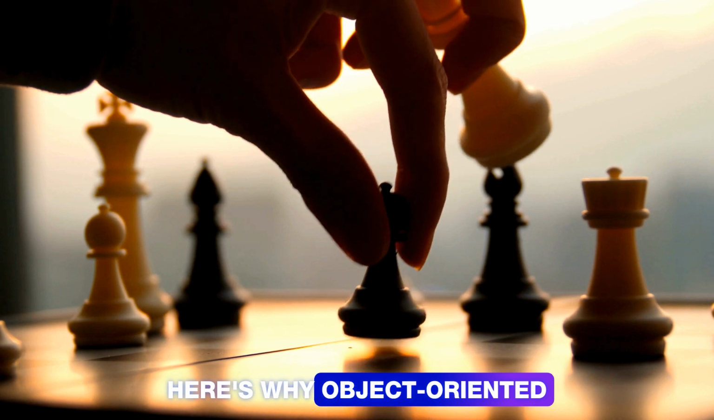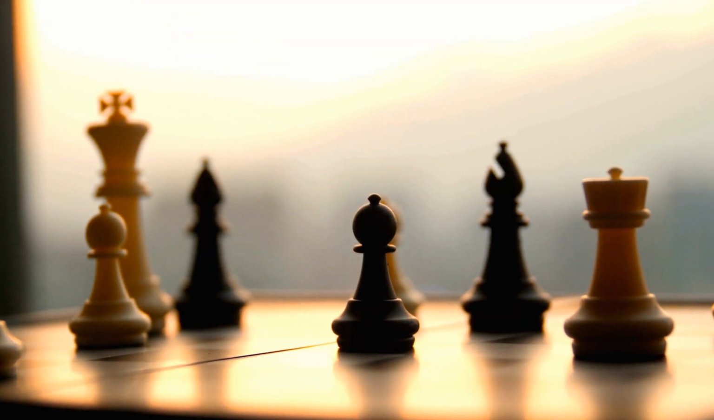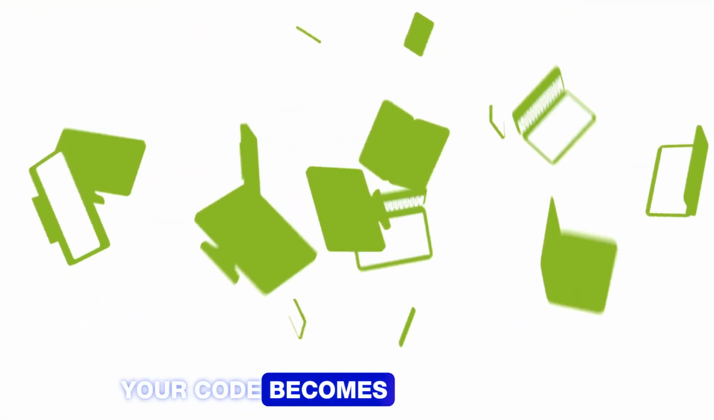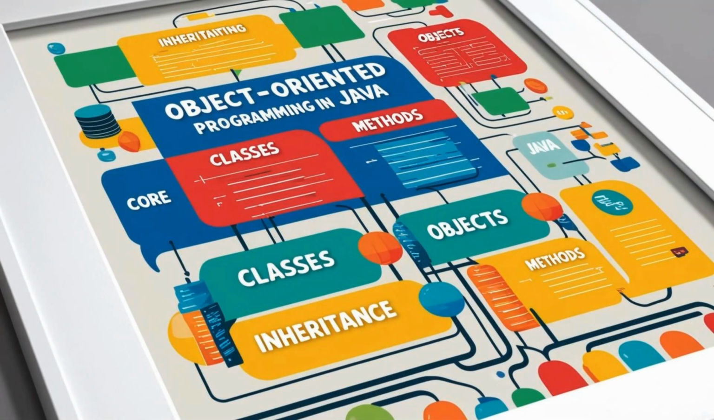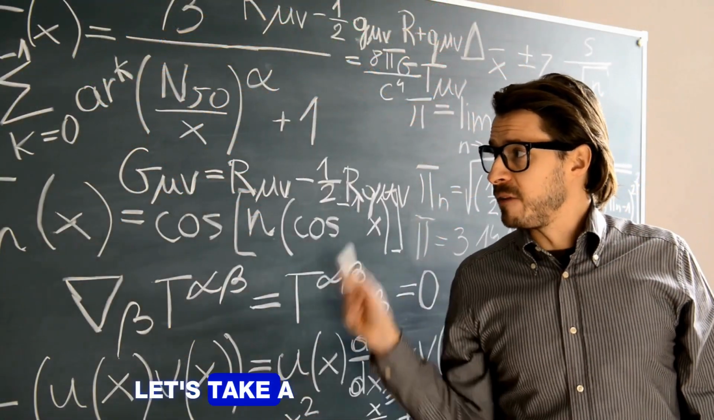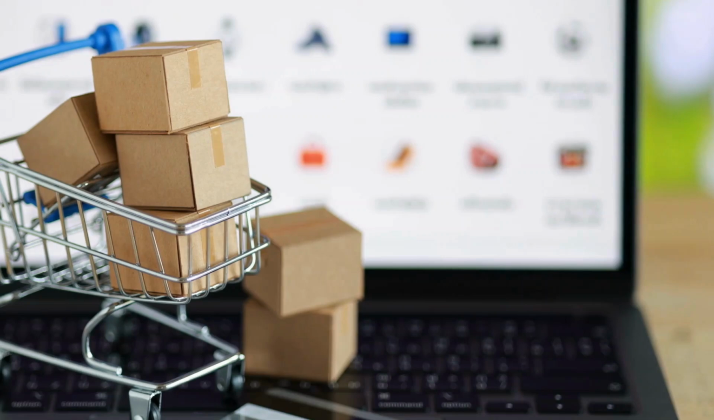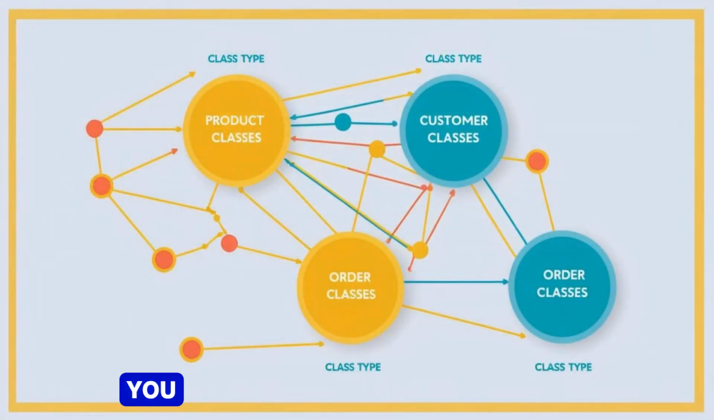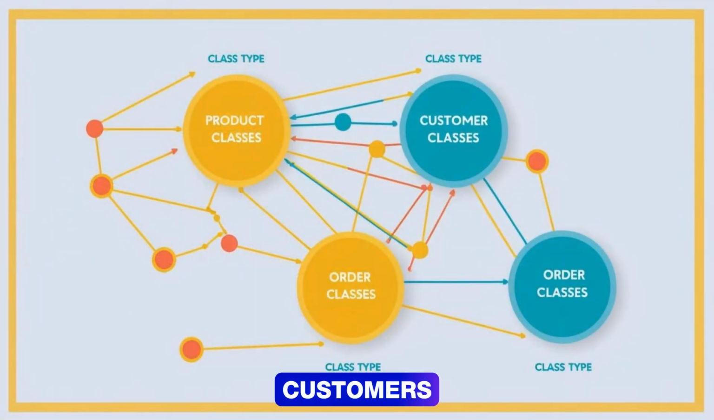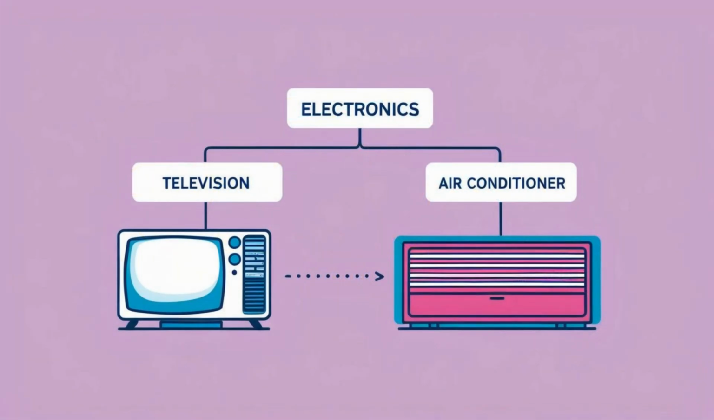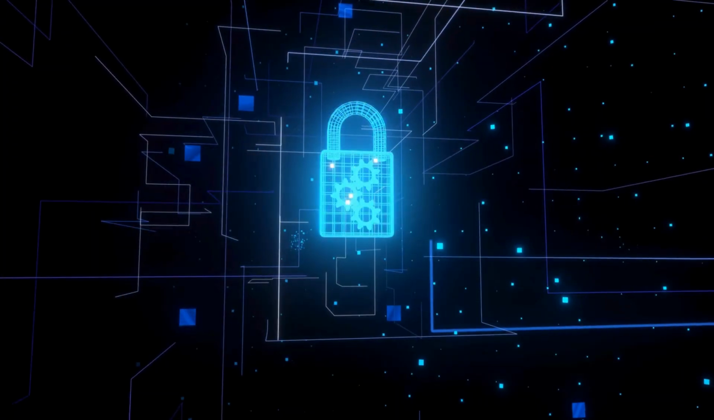Here's why object-oriented programming is a game changer. Without it, your code becomes unmanageable. But when you use object-oriented programming, everything is modular and easy to understand. Let's take a real-world example. Imagine you're building an e-commerce site. You create classes for products, customers, and orders. Using inheritance, you can create specific product types like electronics or clothing without duplicating code.